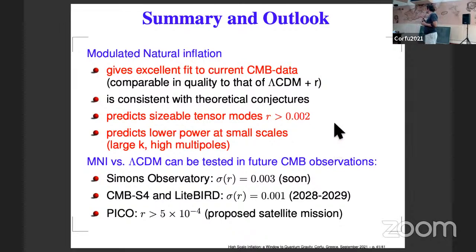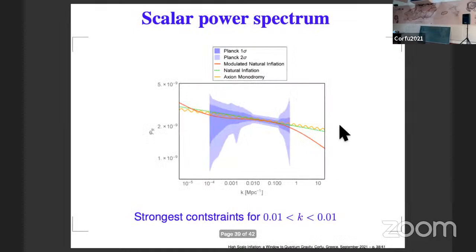Hi, thanks for the very nice talk. I have a question about the predicted power spectrum of the primordial perturbations that you compared for three models: the modulated natural inflation, the axion monodromy, and the natural inflation. And you had a slide where you presented the power spectrum predicted by these three models, exactly this one.